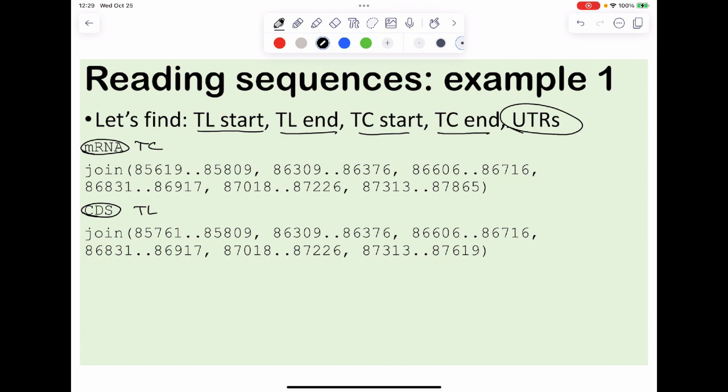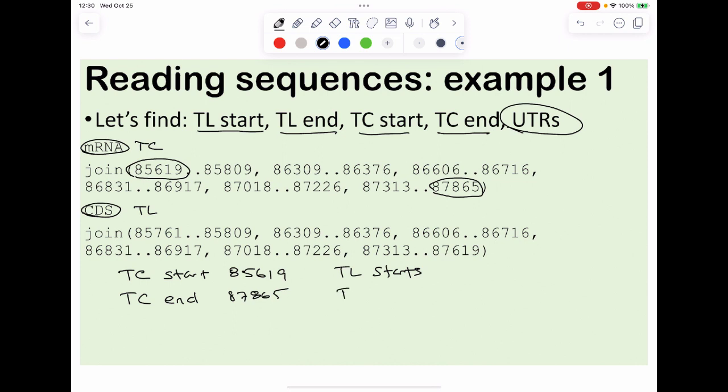If I want to know when transcription starts, I'm going to do these out of order. That's actually going to be the first one listed. So that's going to be 85619. Transcription is going to end where this terminates, which is going to be 87865. When we talk about where translation starts and where translation stops, we can use the CDS to figure that out. So the first nucleotide that's going to be translated is going to be 65761. This is part of a codon.